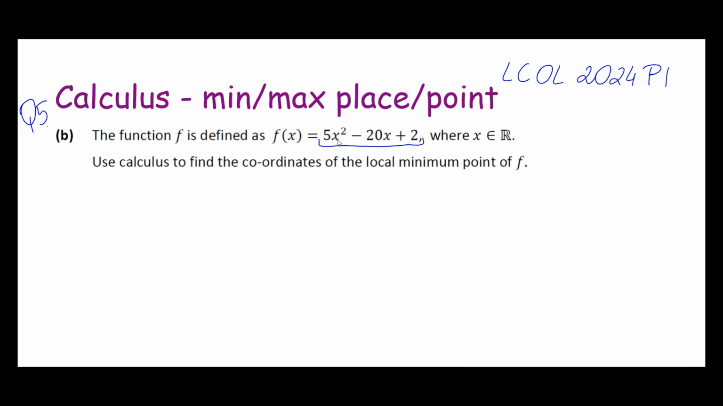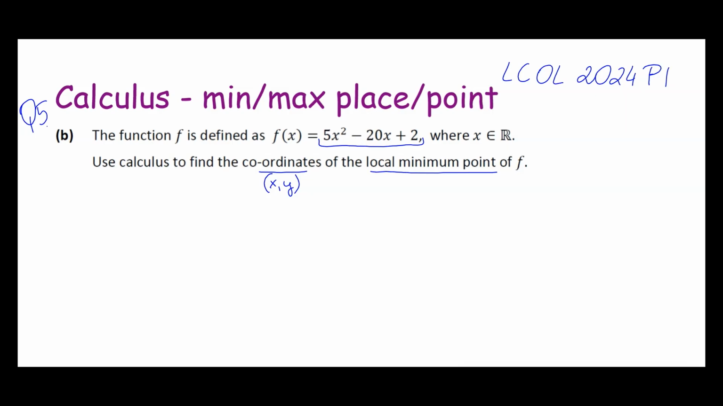It's a quadratic function. How do I know? Because I have x to the power of 2 and x, right? So that's a quadratic function. They are telling us to use calculus to find the coordinates, meaning x and y, of the local minimum point of that function f. What does that mean in the context of this question?